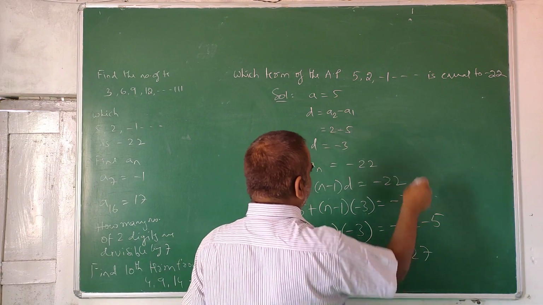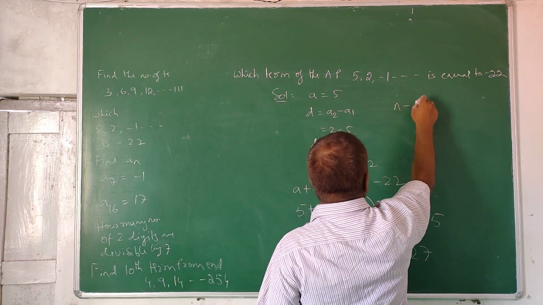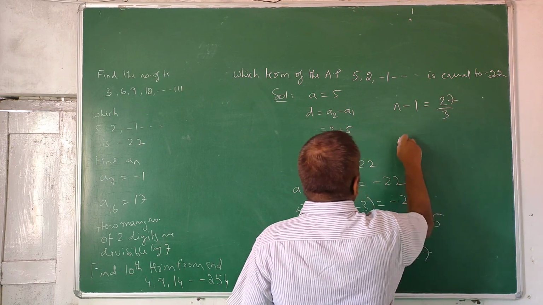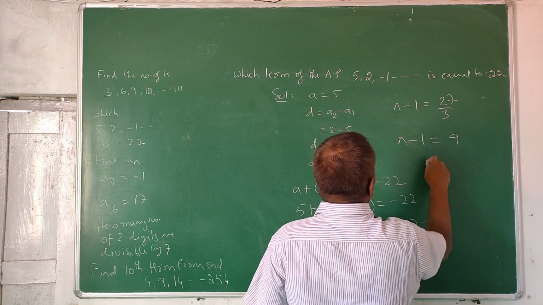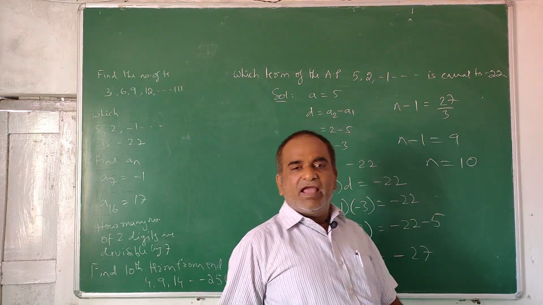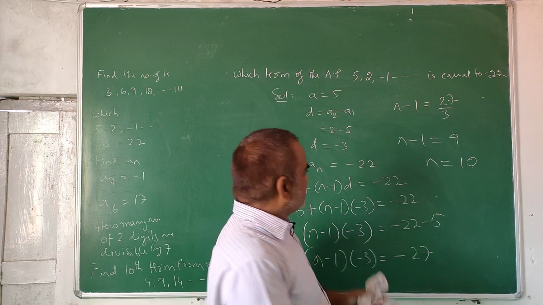Are you following? Then the minus and minus get cancelled. So N minus 1 is equal to 27 by 3. So N minus 1 is equal to 9. N is equal to 10. Therefore the 10th term is equal to minus 22. I think you understood.